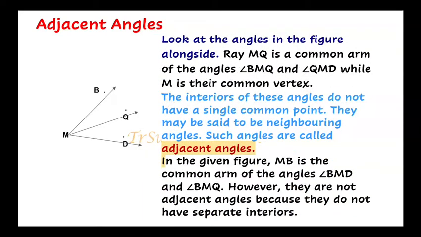Take another example in this only. In the given figure, MB is a common arm. You can see ray MB. It is a common arm for angle BMD and angle BMQ. But angle BMD and BMQ are not pairs of adjacent angles. Why? Because they don't have separate interiors.